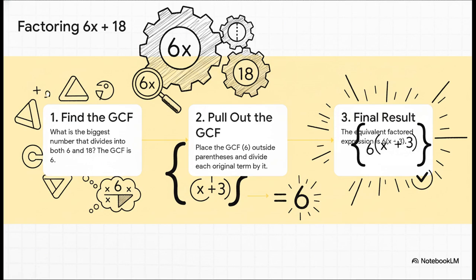Let's try it with 6x plus 18. Okay, what's the biggest number that goes evenly into both 6 and 18? It's 6, right? So we pull that 6 out to the front and open up some parentheses. Now we just divide each of the original terms by 6. What's 6x divided by 6? Just x. What's 18 divided by 6? That's 3. And there's our answer, 6 times (x plus 3). See? It's the reverse of distributing.